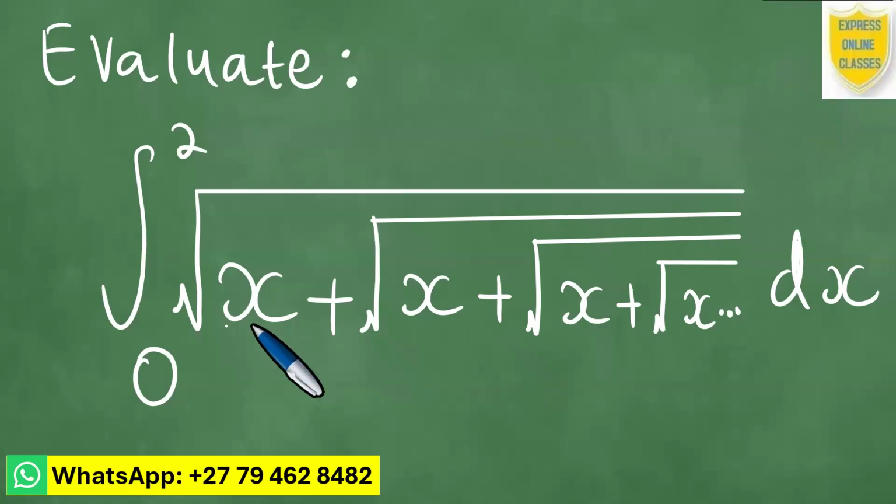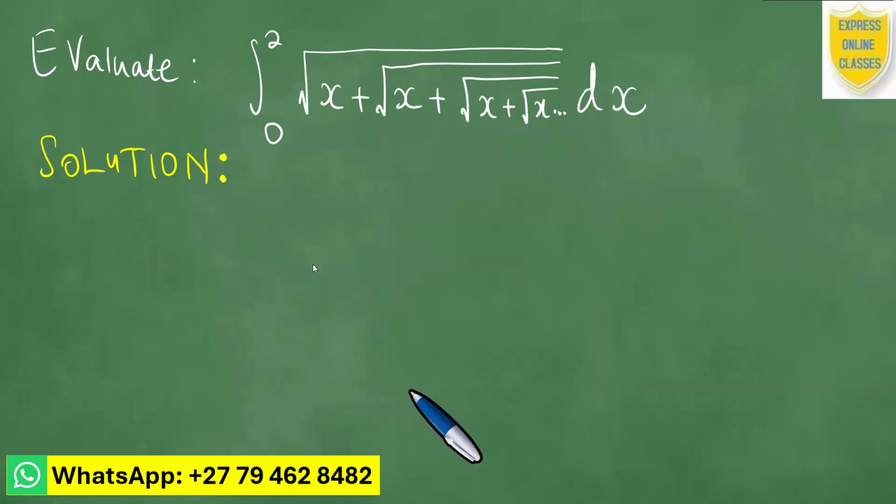In this lesson, we shall evaluate this integral here of a nested radical, and we solve this particular definite integral in a step-by-step manner as follows. Right, we still have with us the integral of the nested radical, and it is a definite integral with clear limits of integration.